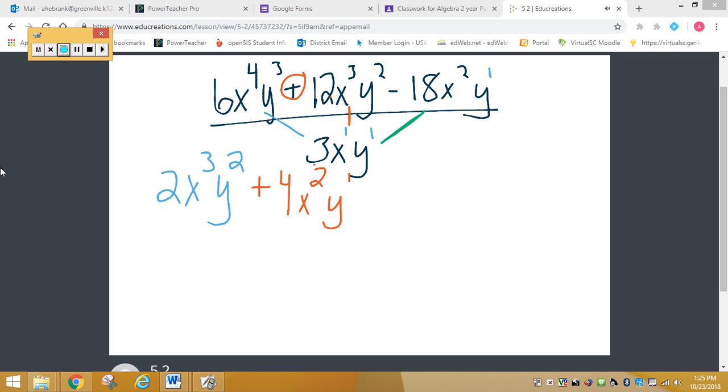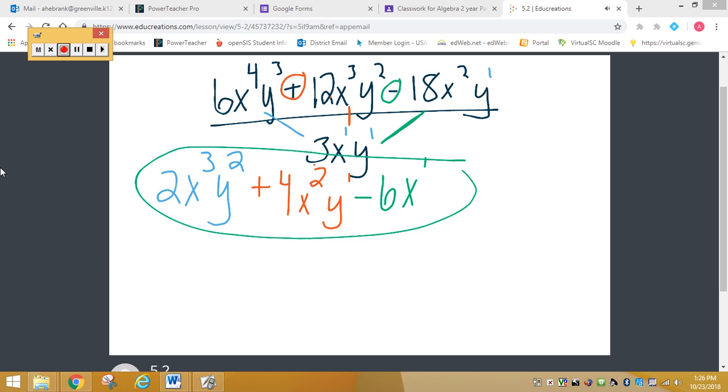Here I'm going to do this last one in green. I'm going to bring this minus down. 18 divided by 3 is 6. Subtract your x's and you get x to the first. Subtract your y's and you get nothing. Your y's cancel. So if that happens, if you subtract exponents and get nothing, don't write anything, okay? So this is just my final answer: 2x cubed y squared plus 4x squared y minus 6x.